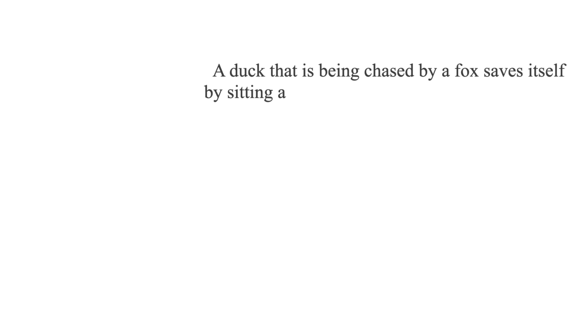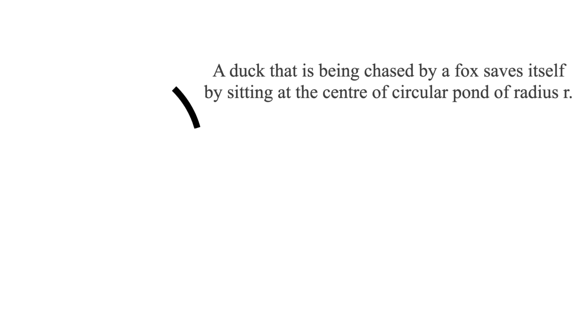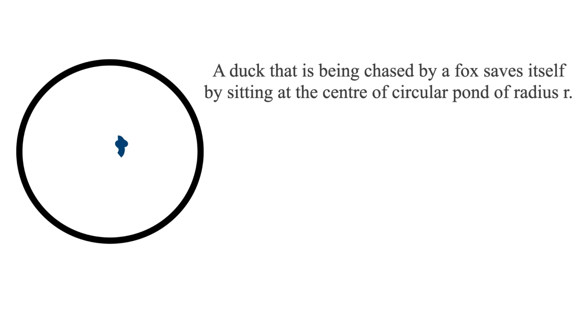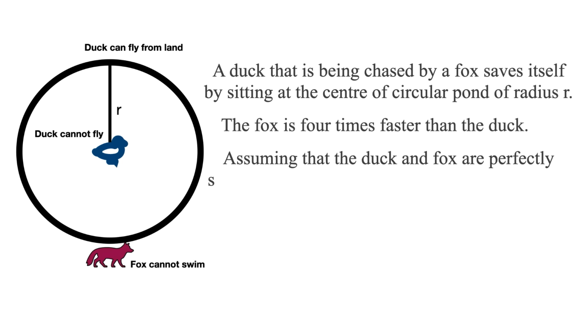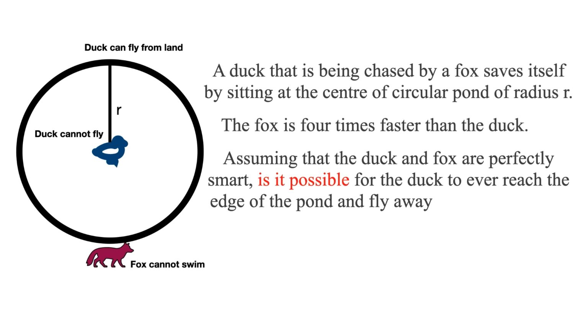A duck that is being chased by a fox saves itself by sitting at the center of a circular pond of radius r. The duck can fly from land but cannot fly from the water. Furthermore, the fox cannot swim. The fox is 4 times faster than the duck, assuming that the duck and fox are perfectly smart. Is it possible for the duck to ever reach the edge of the pond and fly away to its escape from the ground?